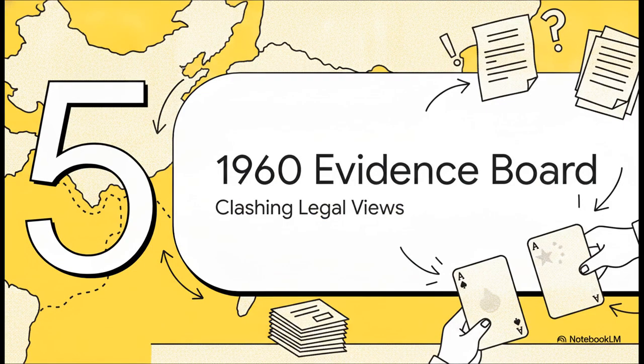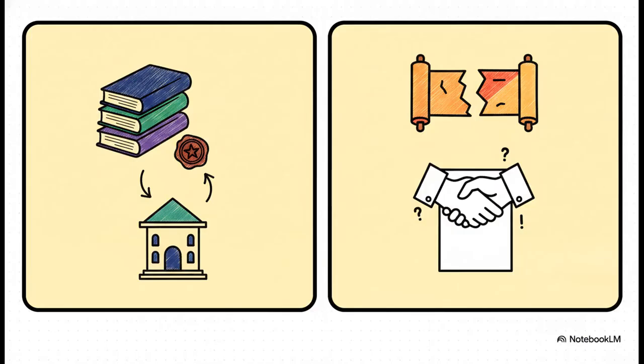Which leads us to Part 5, the 1960 Evidence Board, and these totally clashing legal interpretations. By April of 1960, the leaders of both nations basically realized they had to put all their cards on the table. And what we see are two entirely different ways of looking at international law. India's stance leans heavily on original titles, treaties, and a long record of continuous, everyday civilian administration over the territories.